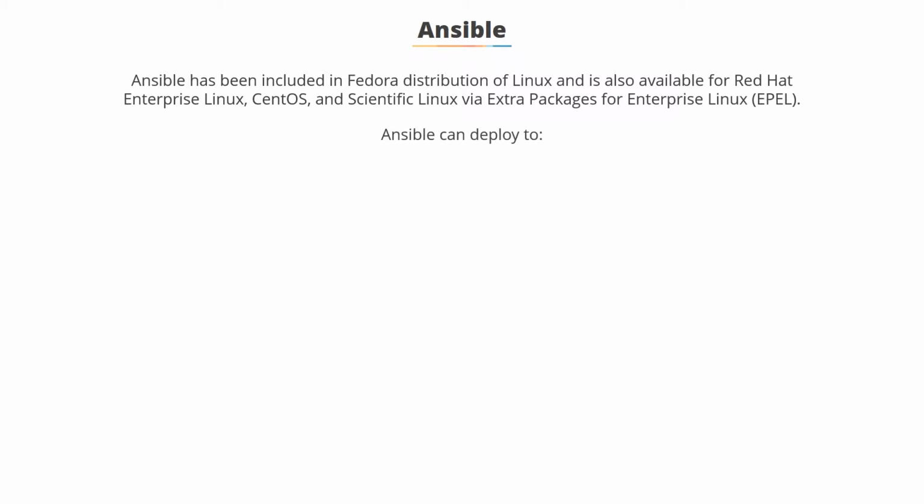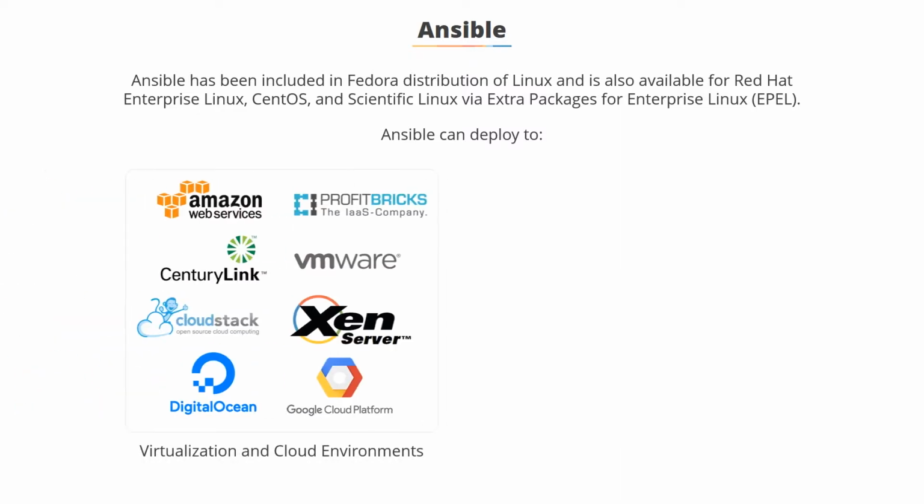Red Hat acquired Ansible in October 2015. Ansible can deploy to various virtualization and cloud environments, including Amazon Web Services, Atomic, CenturyLink, CloudScale, CloudStack, DigitalOcean, Dimension Data, Docker, Google Cloud Platform, KVM, Linode, LXC, LXD, Microsoft Azure, OpenStack, OVH, oVirt, Packet, ProfitBricks, PubNub, Rackspace, SmartOS, Univention, VMware, WebFaction, and Xen Server, and of course your bare metal hosts.